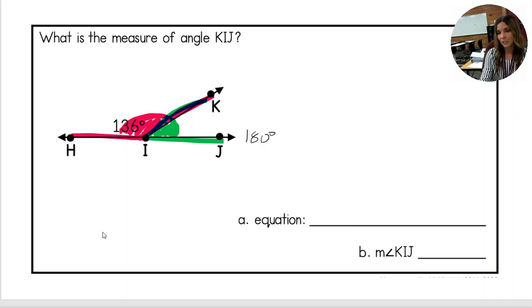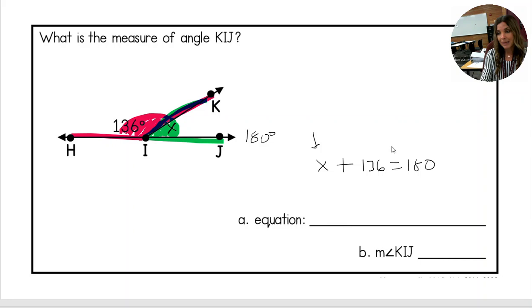Okay, so their two measures are going to add to be 180. What I want you to do is, because we don't know this angle KIJ, we're going to fill that in with an x. We're going to assign a variable to it. So for our equation, we don't know what angle x is, but we know that when we add angle x with 136, we get 180. Okay, and then we're going to solve this equation.